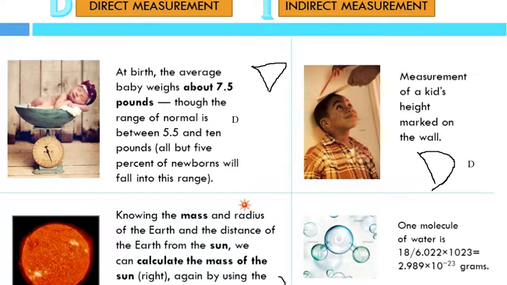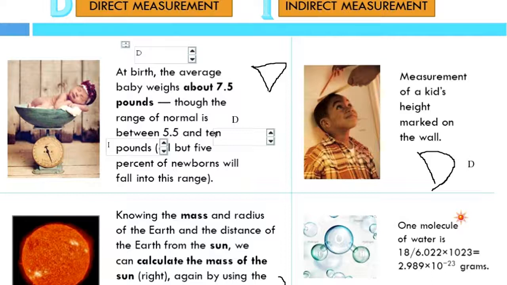Then down at the bottom here, we have the mass and the radius of the Earth. So those are really large numbers. And we want to think about, is that an indirect measurement or a direct measurement? And then if we zoomed into water, one little molecule of water, which we can't really see with the naked eye, has a super tiny mass. And you guys did a great job.